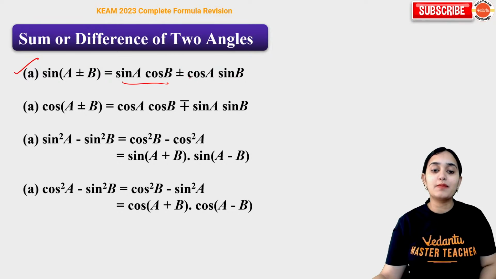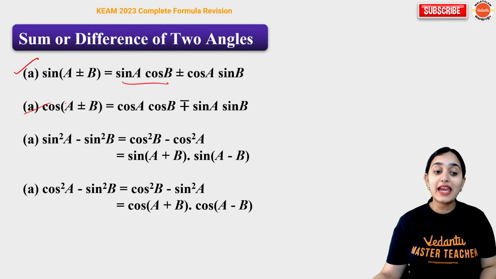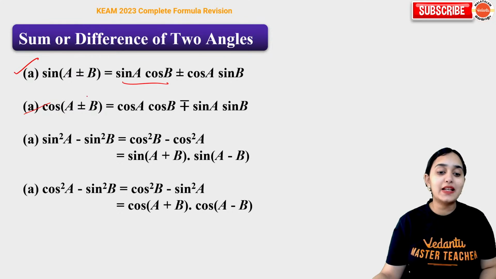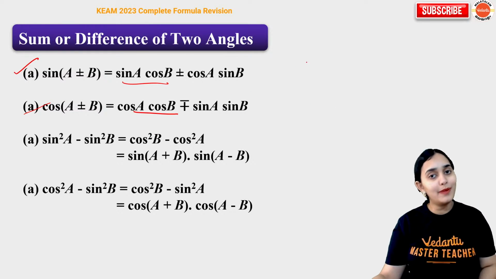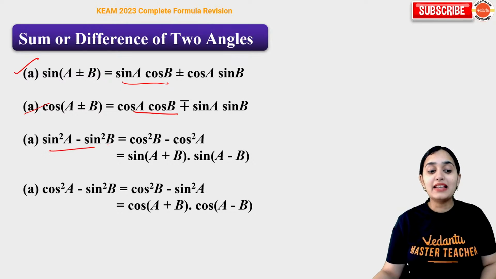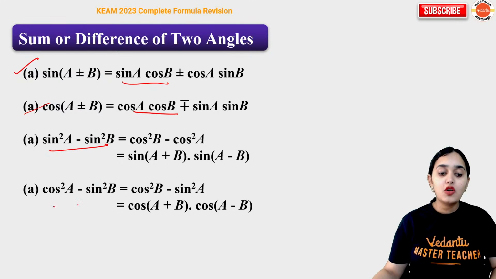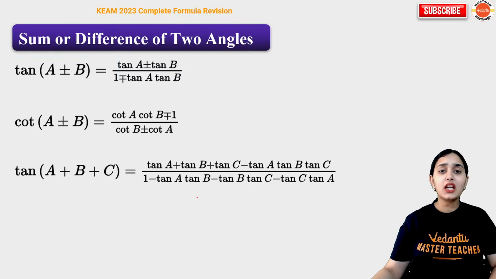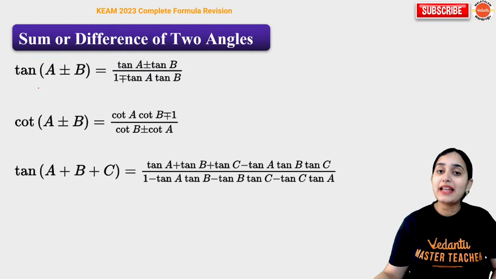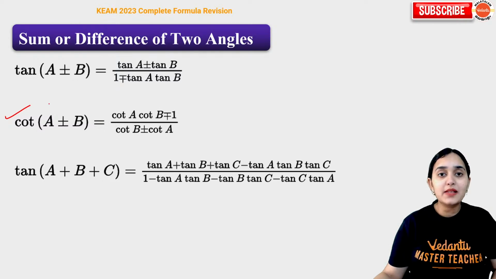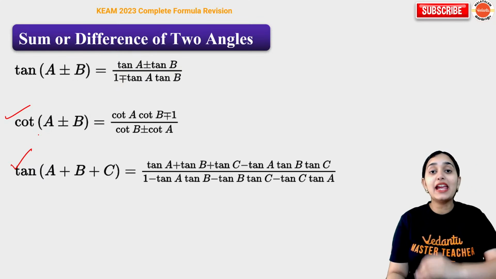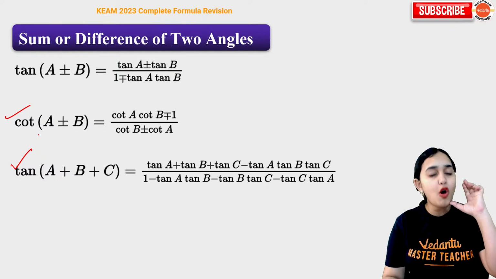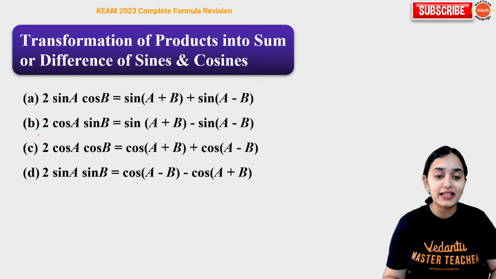Sine A cos B plus minus cos A sine B. Cos A plus B, cos A minus B: cos A cos B minus sine A sine B, cos A cos B plus sine A sine B. Next, sine square A minus sine square B, cos square A minus sine square B. Both the formulas given. Next, what is tan A plus B, tan A minus B, cot A plus B, cot A minus B, and tan of A plus B plus C. Again, wonderfully summarized all the identities for you, right?